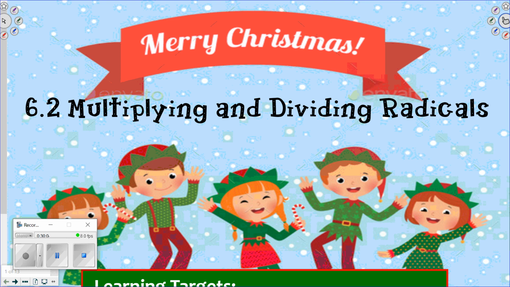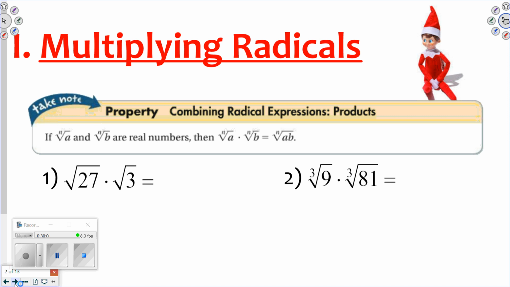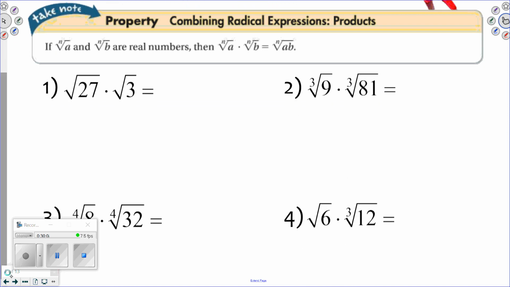All right. So for multiplying, if I have radical 27 times radical 3, radical 81. Okay. So just like before, we always multiplied them together first, right? And then we simplify. What's this? That's just 9.